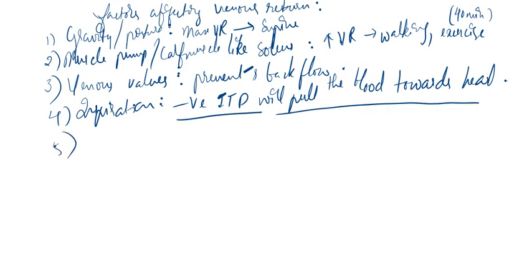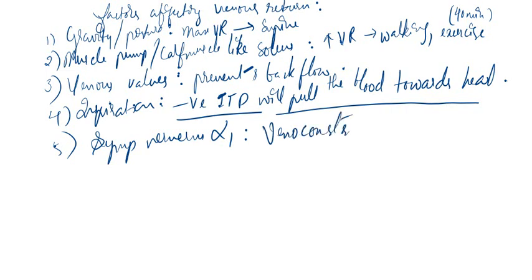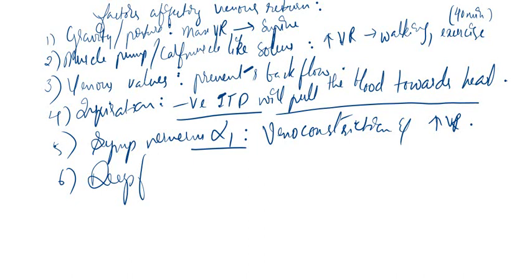Now sympathetic nerve stimulation, that is the alpha 1 receptor, leads to venoconstriction and increased venous return. So sympathetic nerve stimulation, that is the alpha 1 receptor, leads to an increase in venous return due to venoconstriction, right?